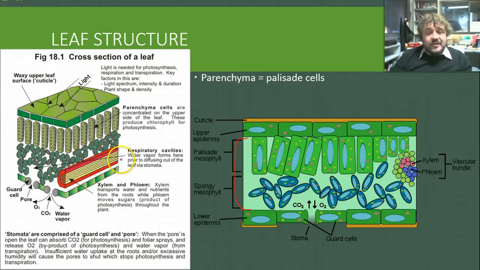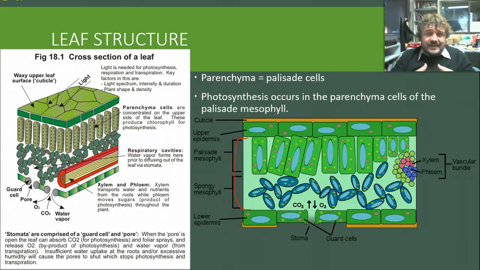The xylem and phloem, this is transport in and out of the leaf. So this takes water from the roots into the leaves where it's needed, and takes the sugar which is produced here into the rest of the plant. So that's our leaf. Now, it's very important to remember photosynthesis, which we'll go over a bit more in a second, occurs in the parenchyma cells of the palisade mesophyll.